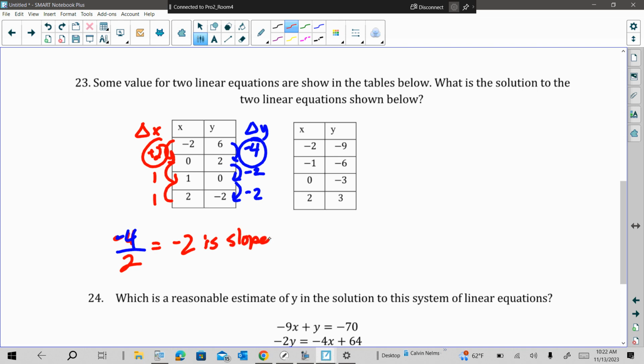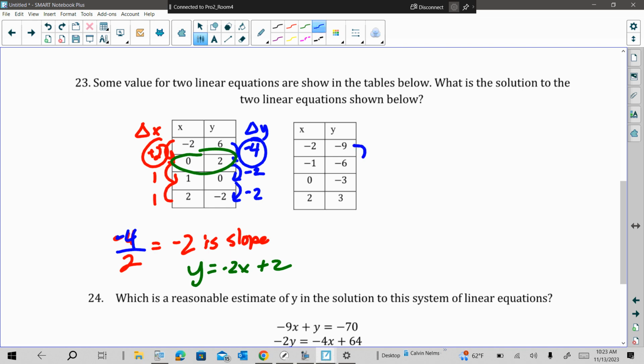So if I know the slope and I know the value at 0, which is right here, that means this equation is y equals -2x plus 2. There's your slope-intercept form.